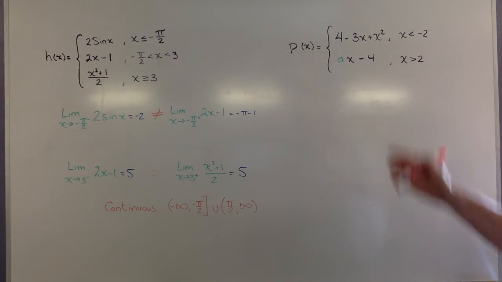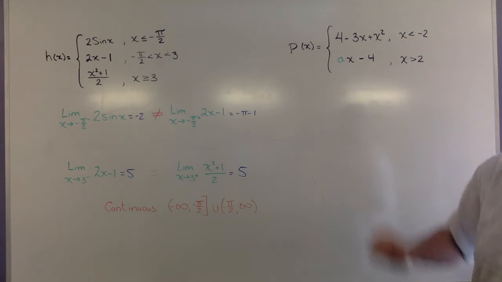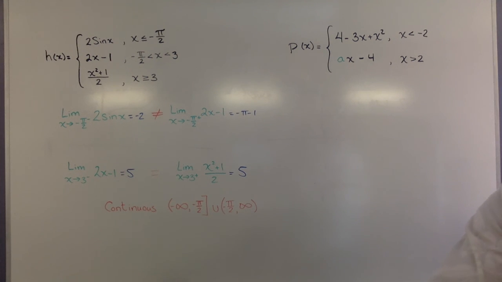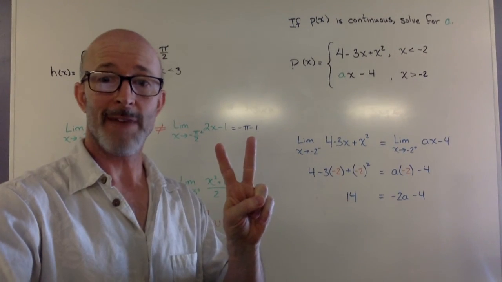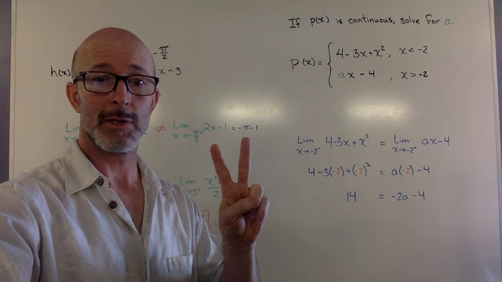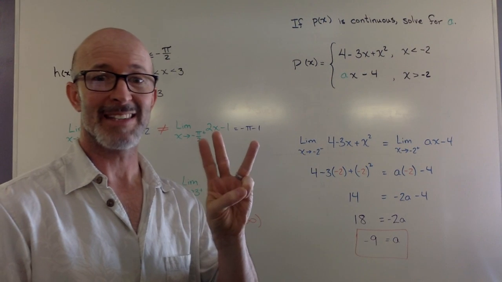Our final example is what happens when we say p is a continuous function. If it's continuous, what does that variable a have to equal? First, the limits are equal. Second, I find those limits. I plug in -2, and now I can solve. If p is continuous, a is -9.